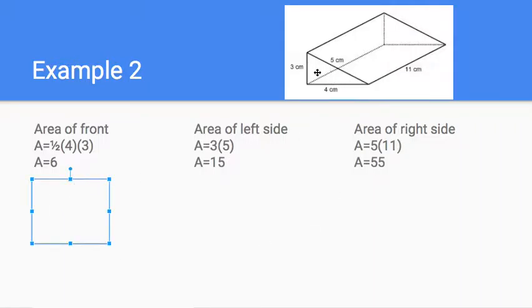So I found the front, left side, right side. I still have the back and then this bottom section. Now the front and the back are the same triangle. So if the front is 6, the back is going to be 6.